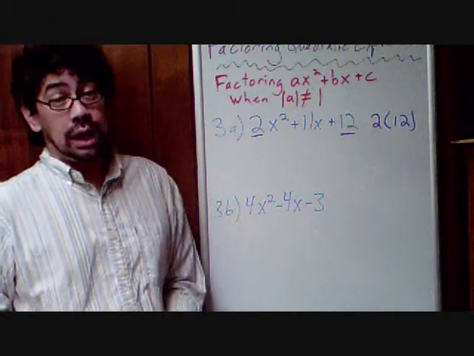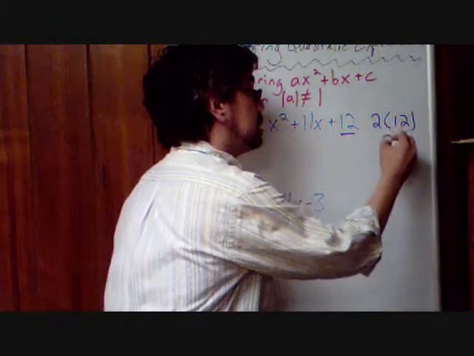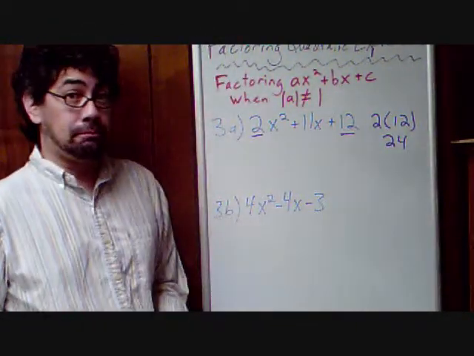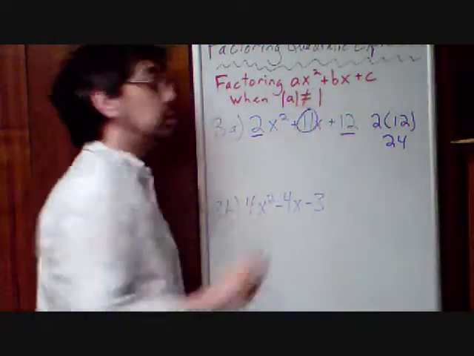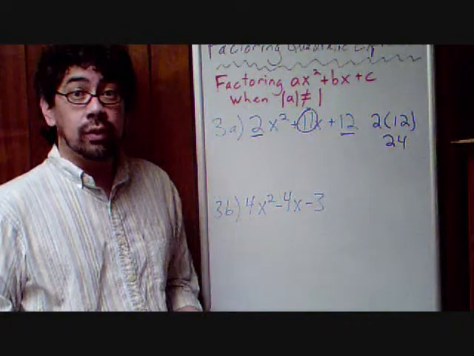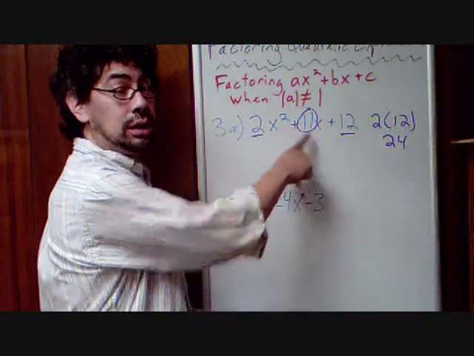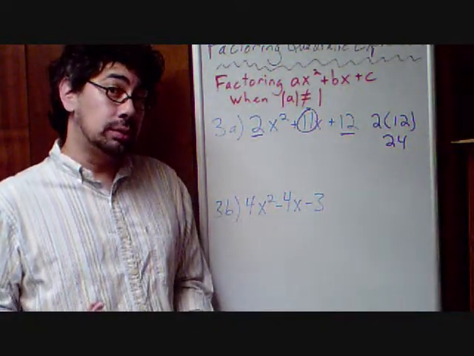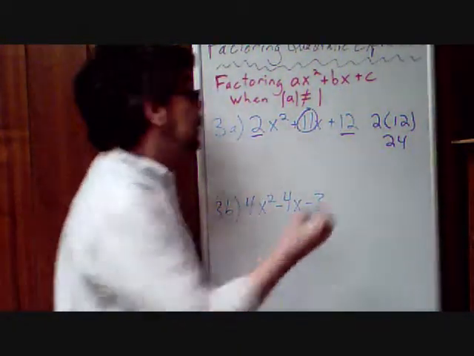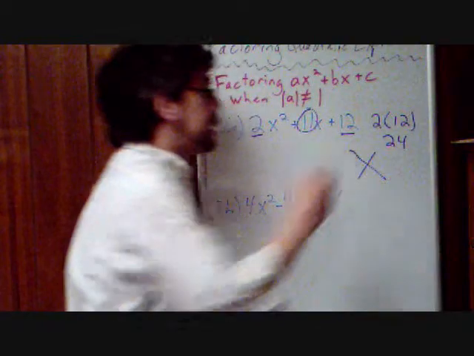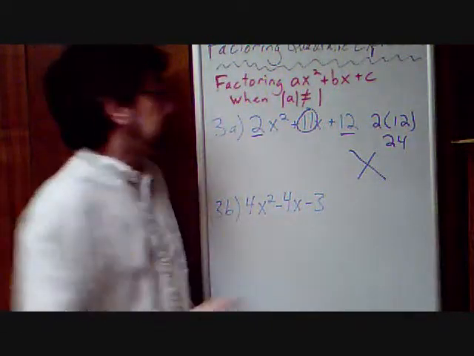So 2 times 12, which is 24. Now that I've got that, I am going to look at the middle term just how I looked at it before. I want a sum of 11. But now the number that I want two numbers to multiply together to be is 24. So I will still play the x game a little bit.